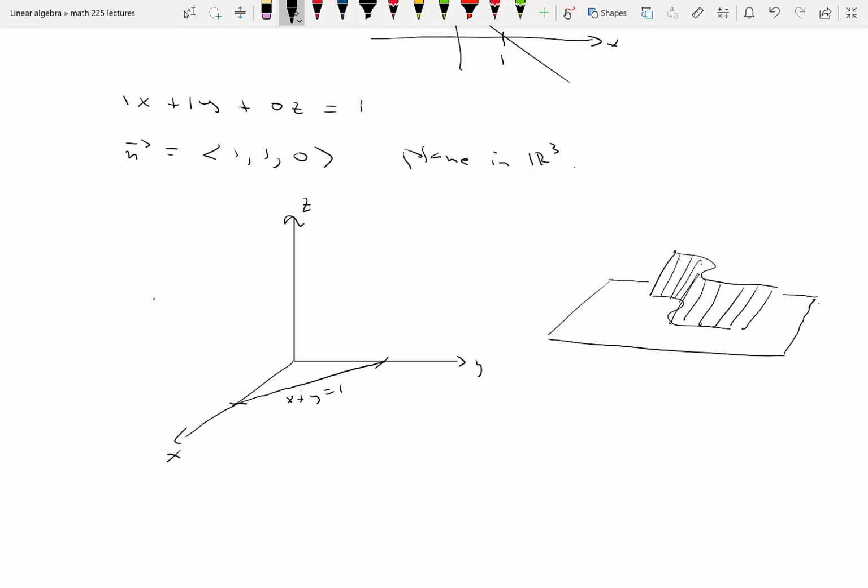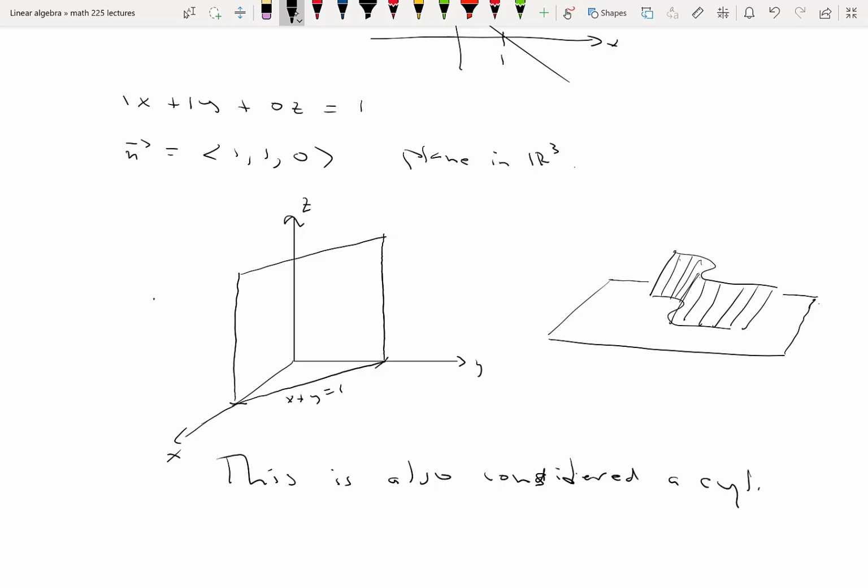So x plus y equals 1 is missing the z coordinate. It's missing the z variable. So it is a vertical plane. It extends in the z direction. Okay, so there's the plane. Of course, it extends infinitely up, and I haven't drawn any of the part that extends down. It's a vertical plane. Now, a vertical plane is also a cylinder. It satisfies the definition of a cylinder.